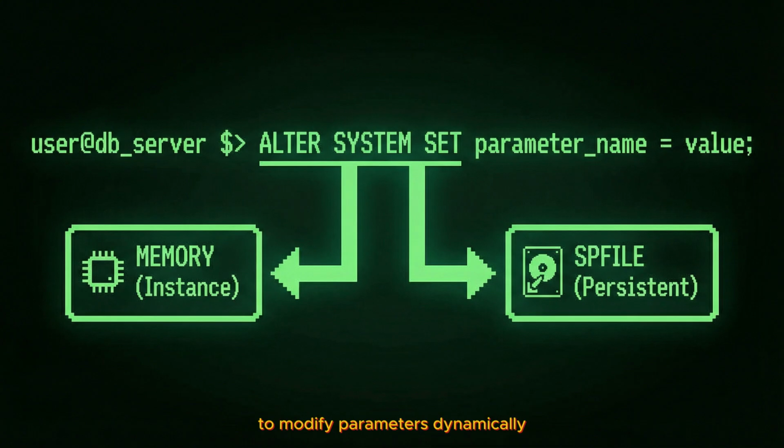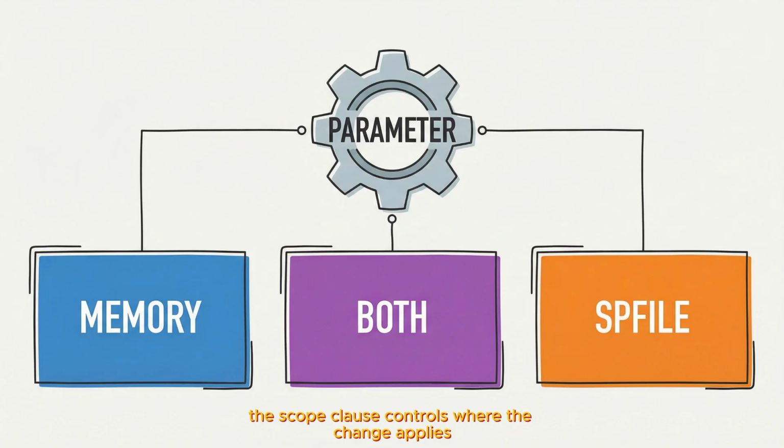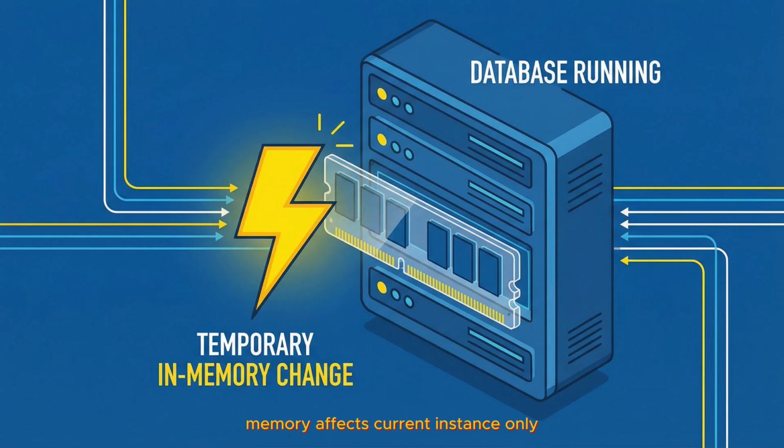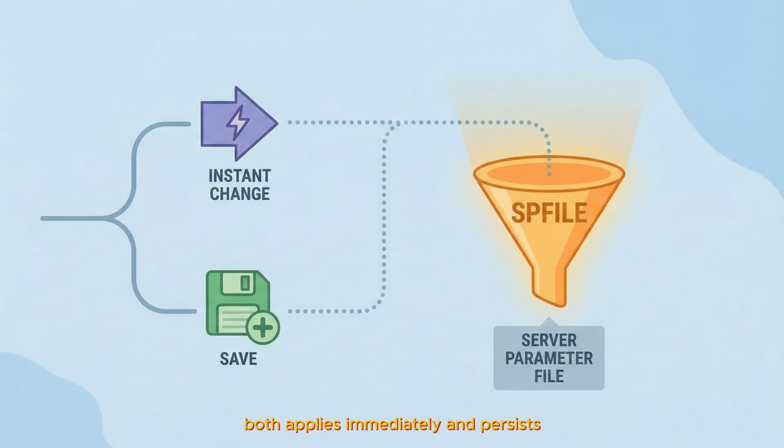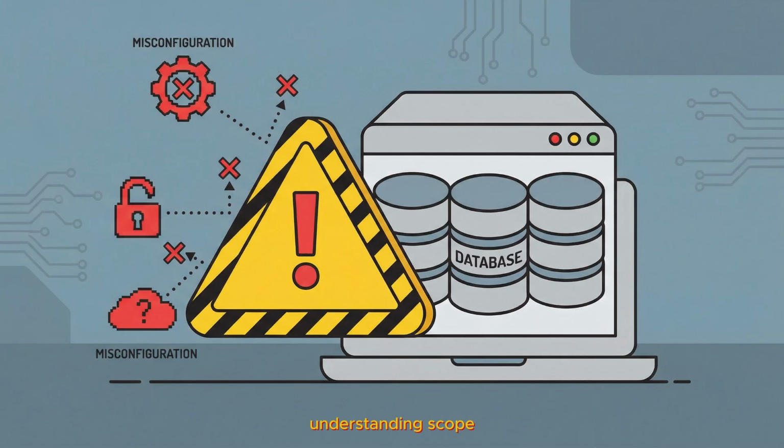To modify parameters dynamically: ALTER SYSTEM SET parameter equals value SCOPE equals BOTH. The scope clause controls where the change applies. MEMORY affects the current instance only. SPFILE applies on next startup. BOTH applies immediately and persists. Understanding scope prevents accidental misconfiguration.